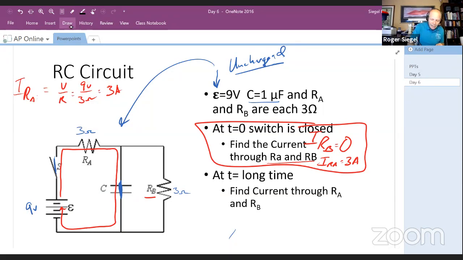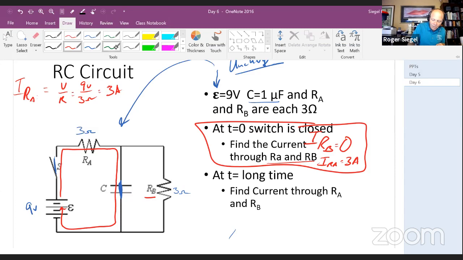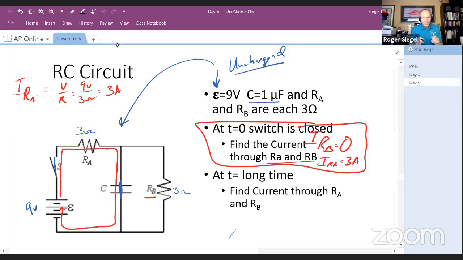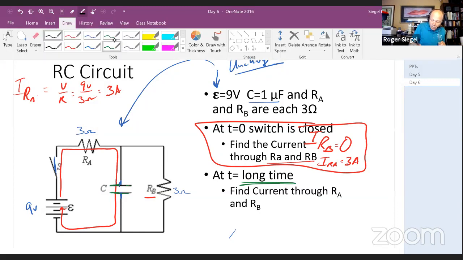Now, let's go ahead and look at the second part. I'm going to go with green on the second part. Remember, this is now a long time after the switch has been closed, and now the capacitor does not act like a closed switch, it acts like an open switch, like there is no current going through here. So I'm going to try and erase this here. There we go. There is now no current going through this part.